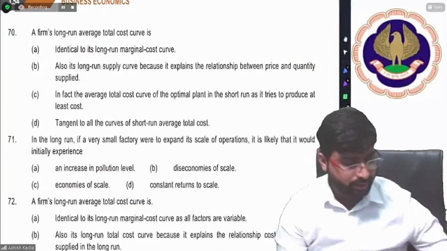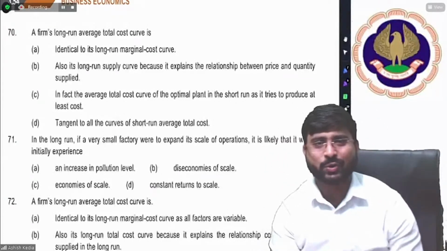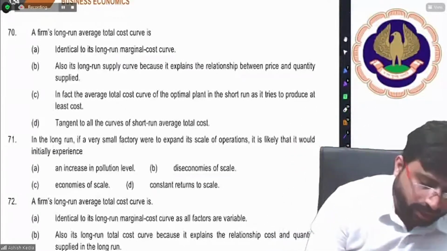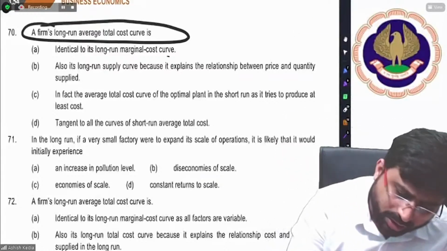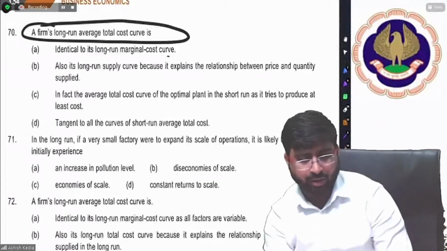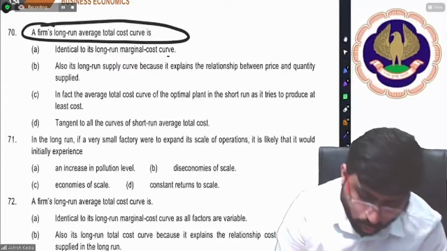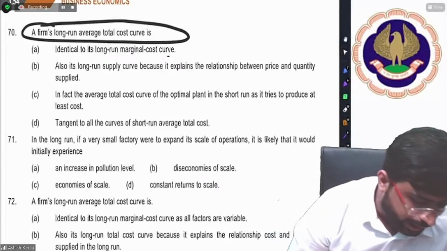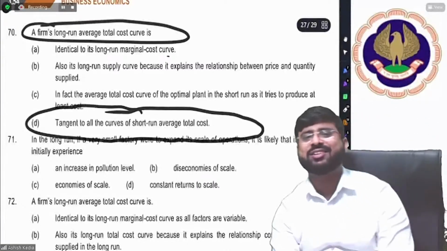Question 70. Let's see what we are able to answer here. A firm's long run average total cost curve is identical to its long run marginal cost curve. Also its long run supply curve, because it explains the relationship between price and quantity supplied. In fact, the average total cost of the optimal plant in the short run as it tries to produce at least cost. Okay, and finally, tangent to all curves of the short run average total cost. But here is our answer.